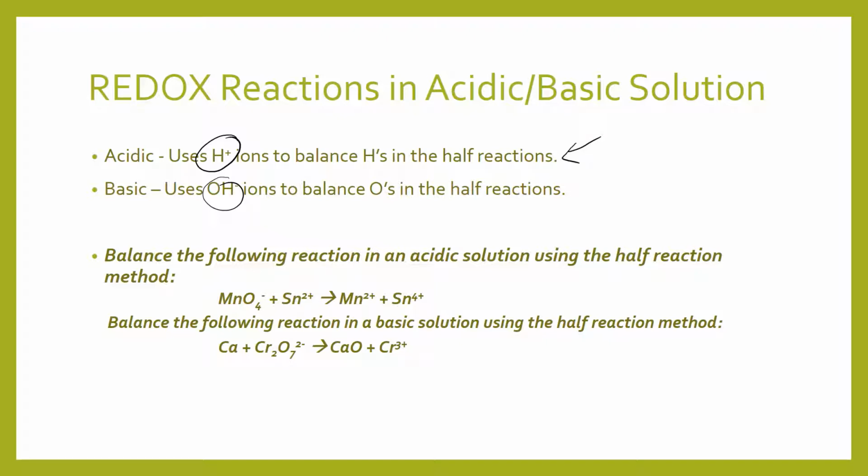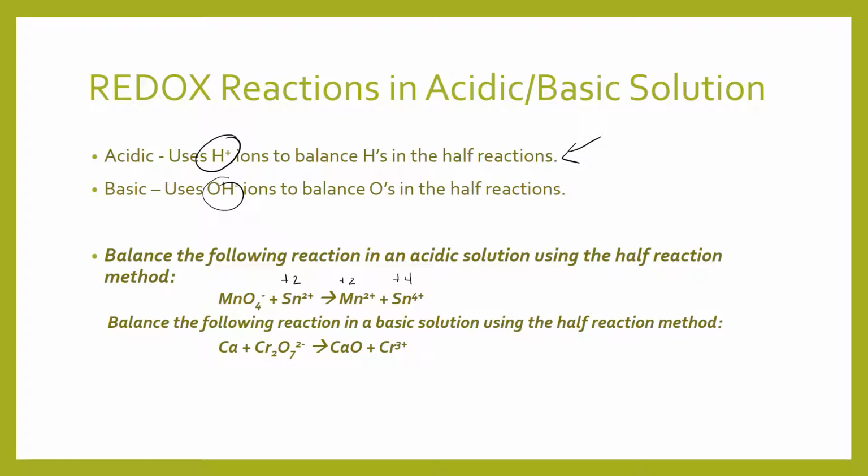So we're going to look at the first example here, balancing the following reaction in an acidic solution. First things first, let's identify the oxidation states. Tin plus 2 has an oxidation state of positive 2. It's a monatomic ion. Manganese plus 2 is a monatomic ion and therefore has a charge of positive 2. And tin plus 4 is a monatomic ion, so it has a positive 4 charge.